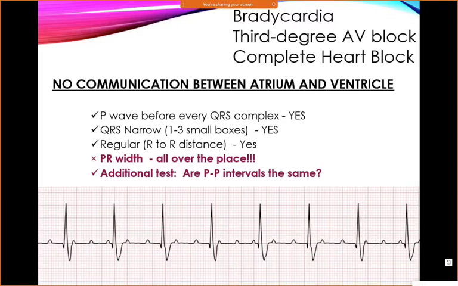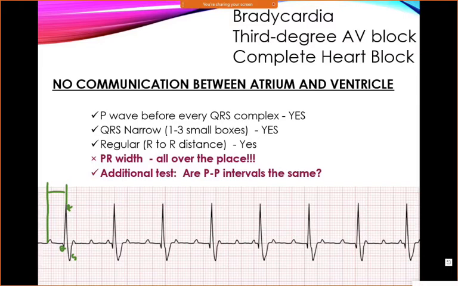Let me draw my line here. So we're doing from the start of the P, so I'm going to draw that line straight up to the R. This is Q, this is R, and this is S. Okay? So we are really reading the number of boxes between the beginning of the P to the top of the R. So that clarifies PR interval.